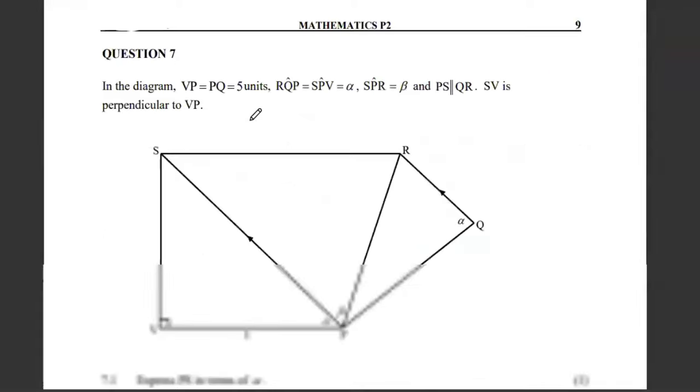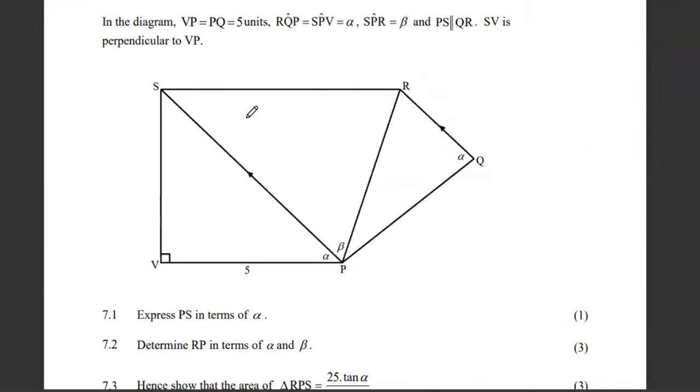Number 7, the diagram. VP is the same as PQ. Okay, VP is the same as PQ. And then RQP is the same as SPV. Then this is a beta, those two lines are parallel, this is a perpendicular. They want us to express PS in terms of alpha.